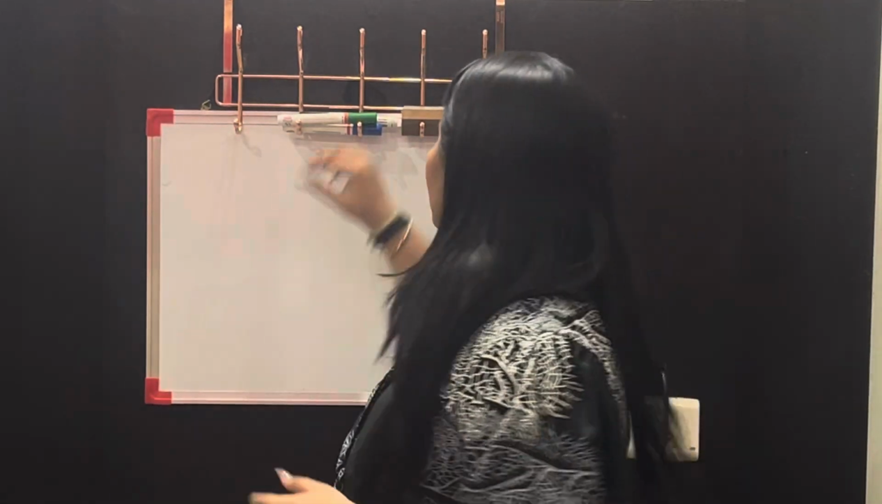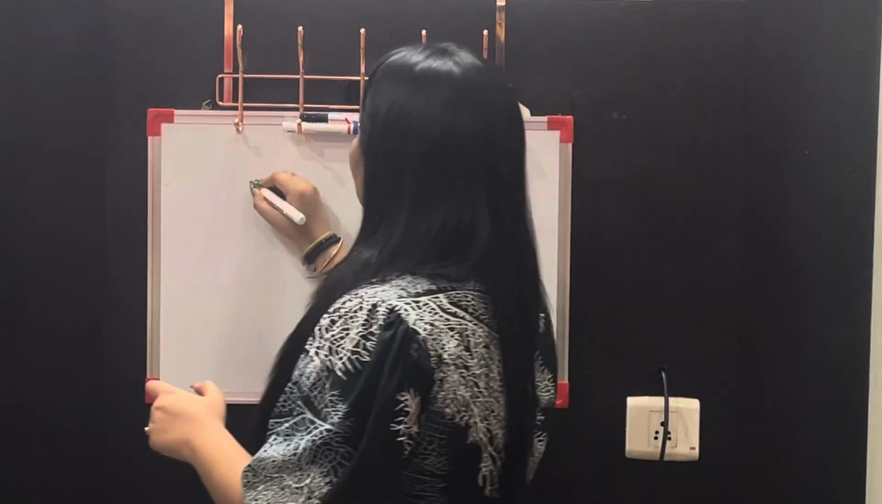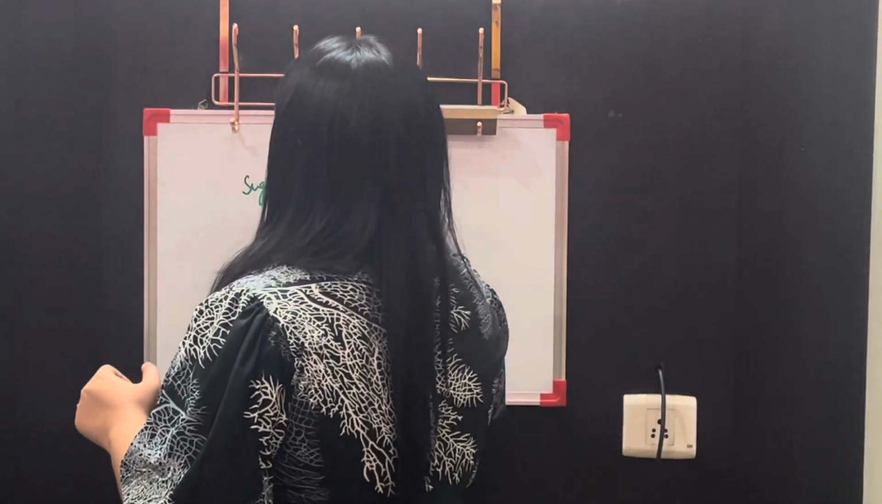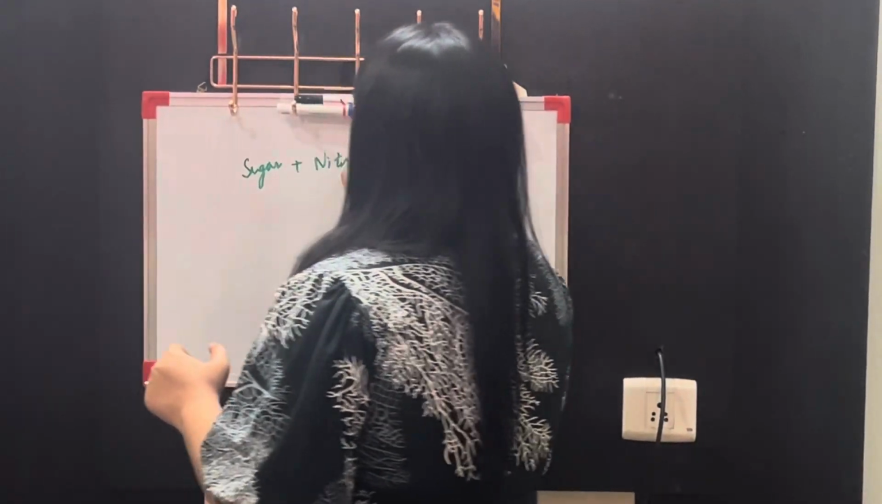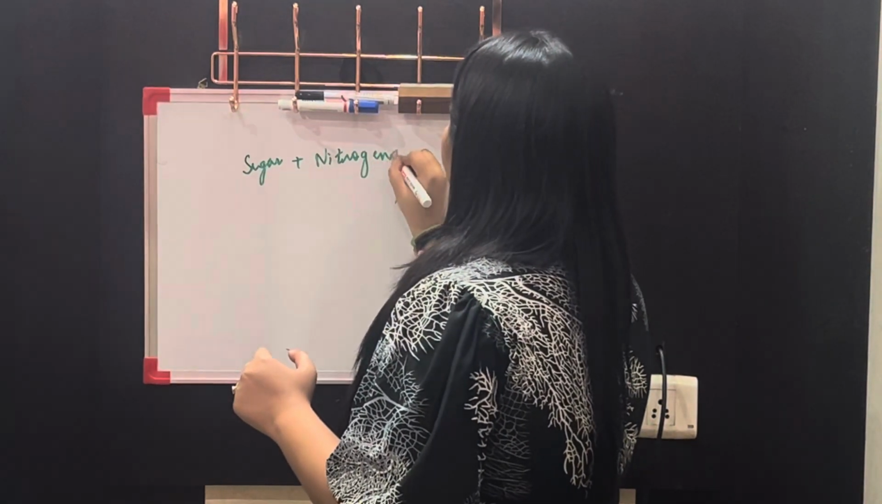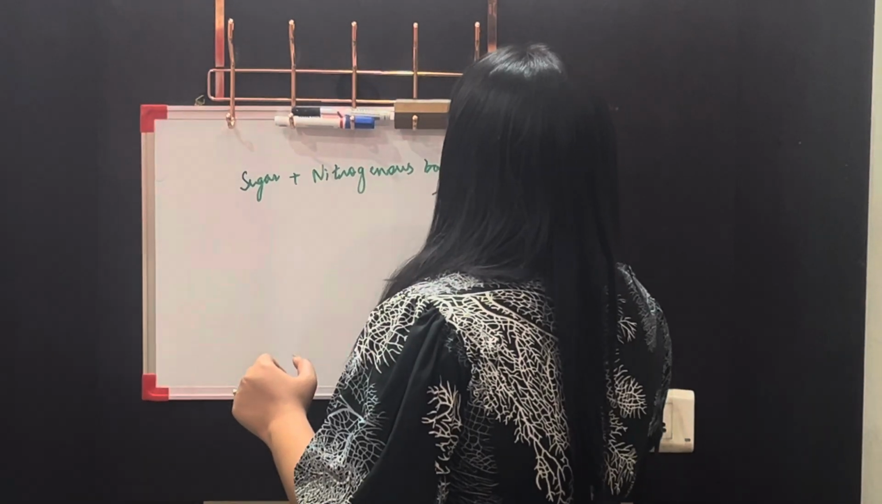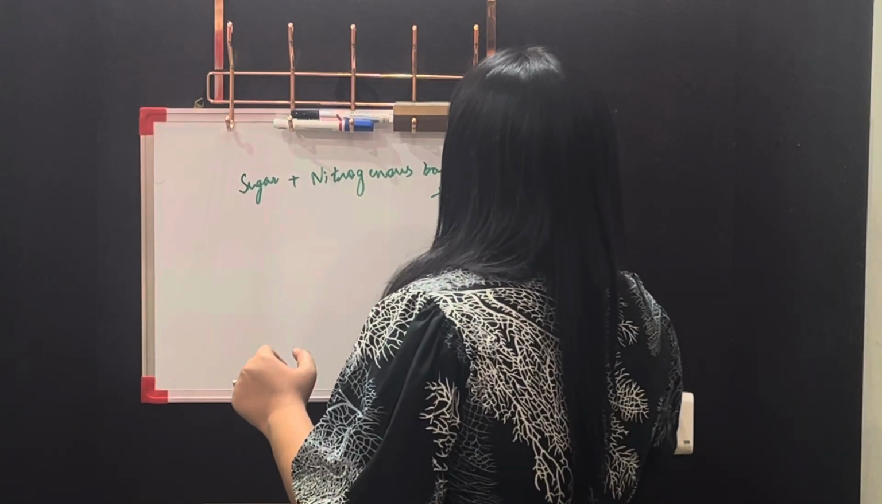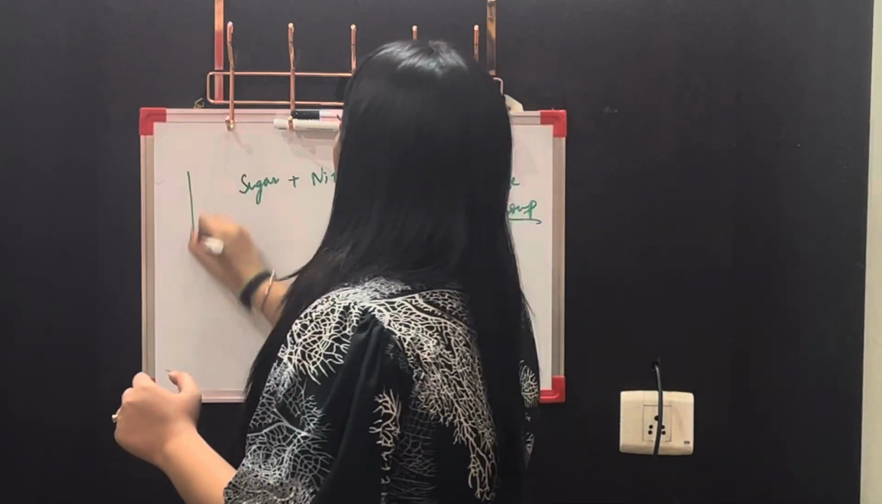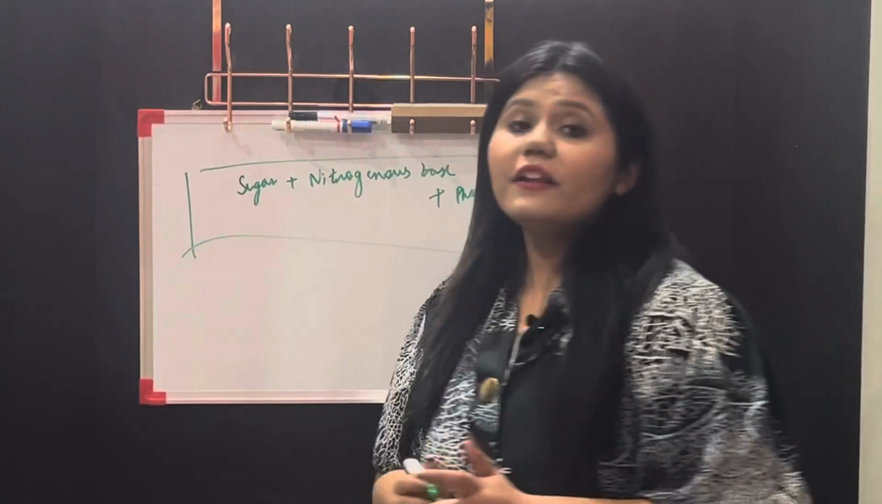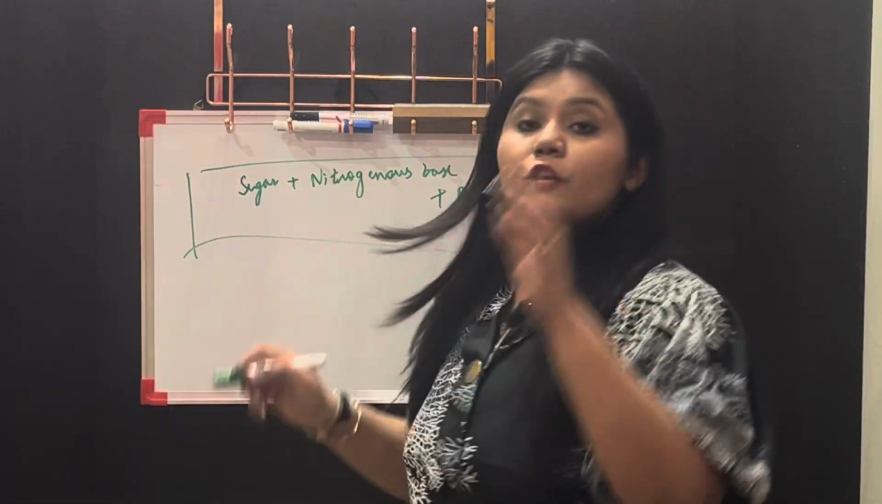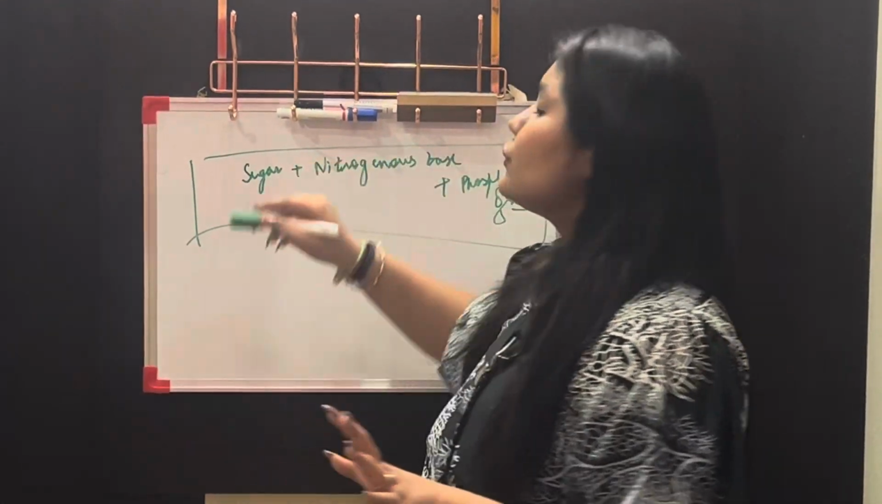Now what are these nucleotides? Nucleotides are made up of 3 units: sugar, nitrogenous base, plus phosphate group or phosphoric acid. So this is the composition of a nucleotide. There are 5 types of nucleotides on the basis of the different nitrogenous bases. The sugar phosphate backbone remains the same, but the difference comes in these nitrogenous bases.